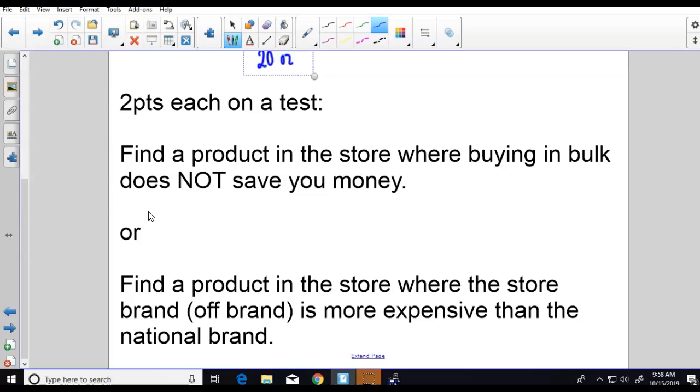You must have photo evidence of this. You can email it to me, but you've got to take pictures. You don't necessarily have to buy it. If you do buy it, you can bring me the receipt, but you don't necessarily have to buy it. You can just take pictures of the two products. Make sure it shows me the price and the size of the container, whatever you're looking at, so I can make sure you got the unit rate correct on that. But this is unlimited. If you can find 50 things at Walmart that meet this, then you get 100 extra credit points on a test.